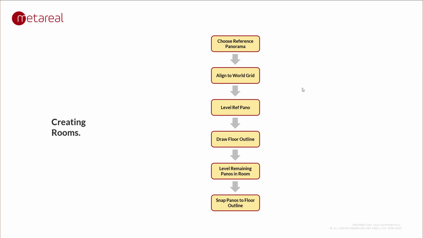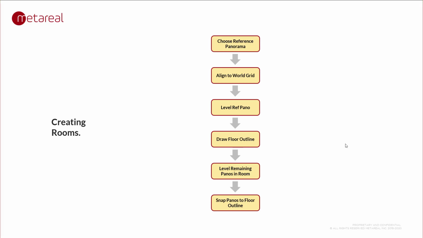The first thing to do once the room editor is open is to choose a reference panorama. This is the panorama that we use to align and anchor all the other panoramas in the room. So we need to align it to the world grid and level it. It's very important for accurate reconstruction in Metareal Stage to have very level panoramas. Finally, we draw the floor outline and we level the remaining panos in the room, and we snap those panos to the floor outline we drew against the reference panorama.